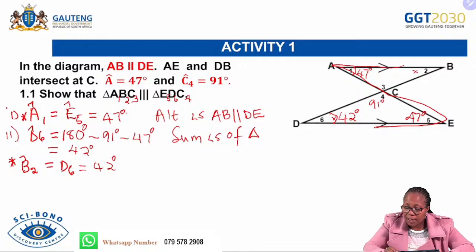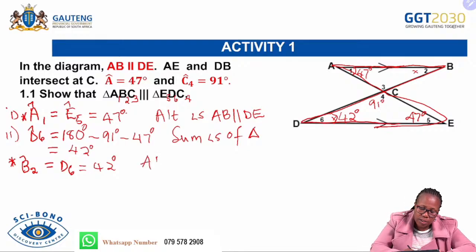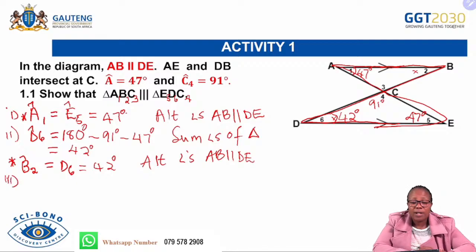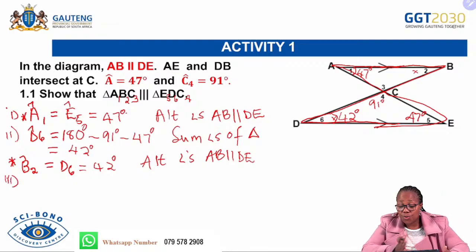What is making them equal is because they are alternating. Can you see that Z shape? Therefore, alternating angles where AB is parallel to DE. Okay, grade 12, we are looking for the third condition now. Remember, we said if only 2 are equal, we can conclude the third one is equal.